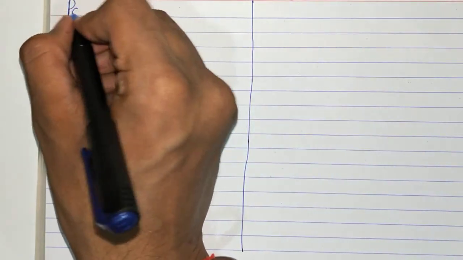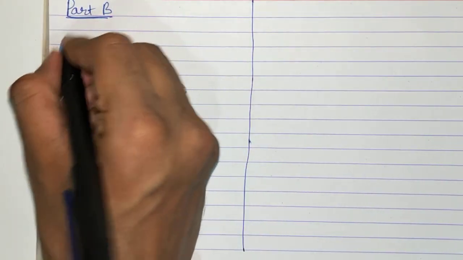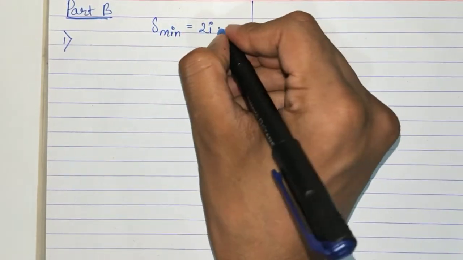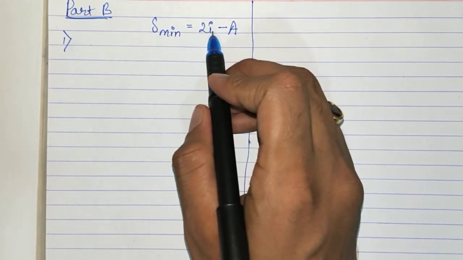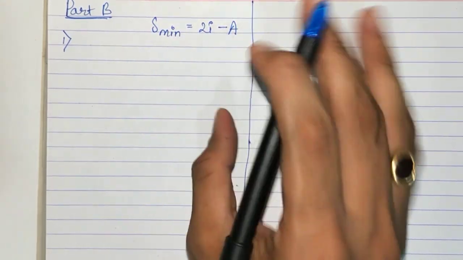Come to the end of part B. Part B is based on the prism. There is only one formula in this part, minimum deviation, that is 2i minus a, where i is the angle of incidence and a is the prism angle. Very simple formula and simple numericals.